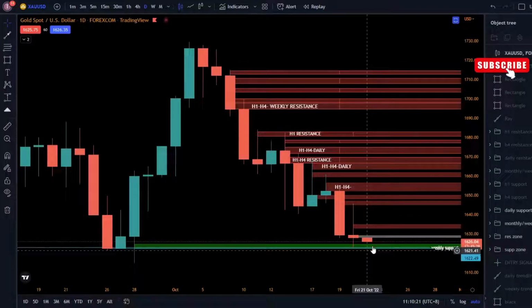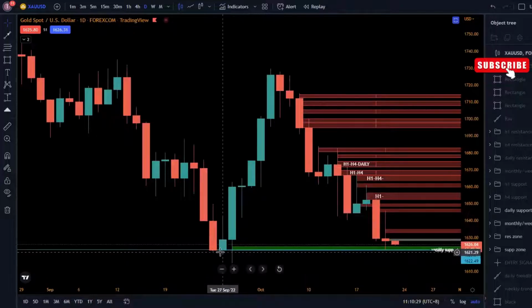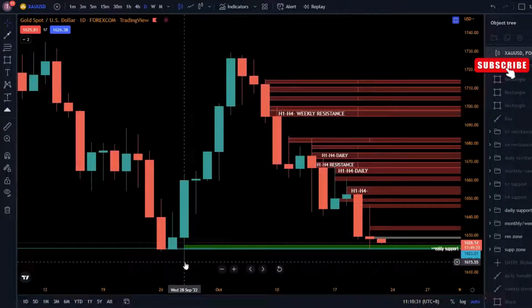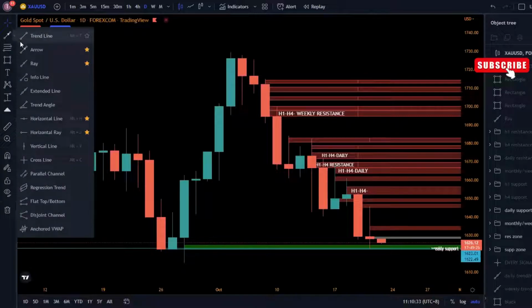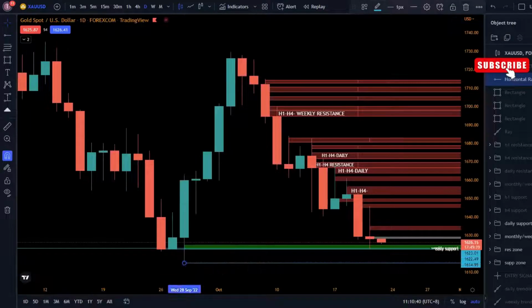So if the price goes to this zone, I will just buy it. If it breaks, then I sell. Okay, and my SL, or stop loss, is this. So what's this? Let's just see. What's the SL price? This one is 1,614 price stop loss. Okay, so go.